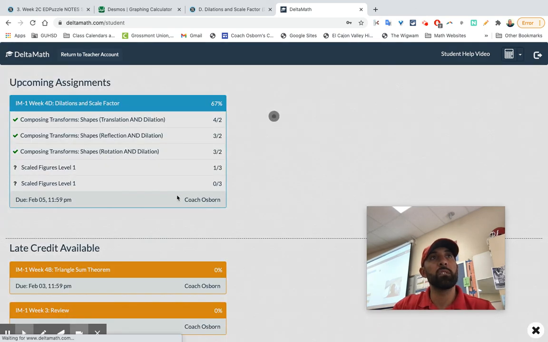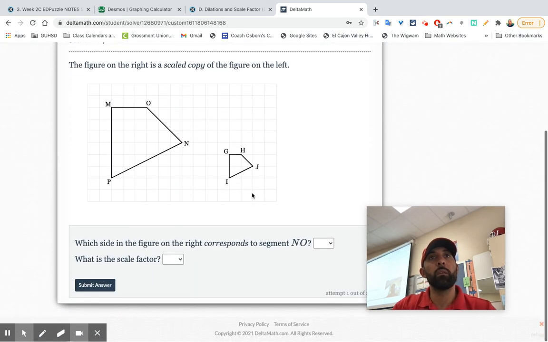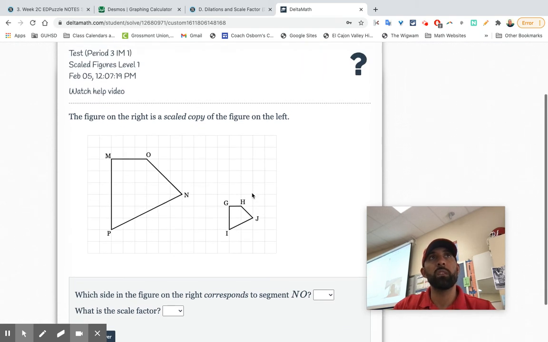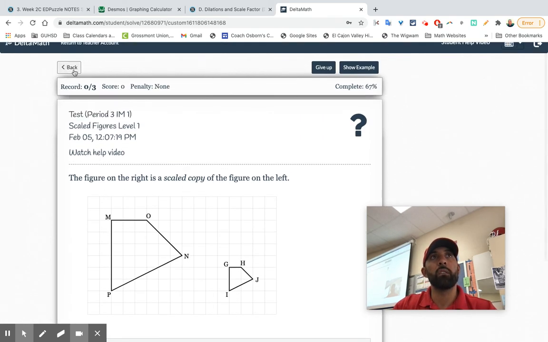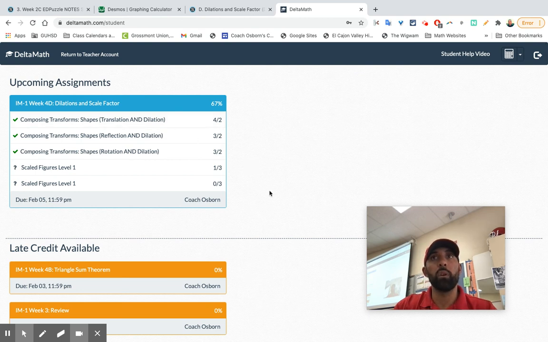All right, let's go to the last section here. It looks like this is pretty much the same thing. So this is just another section of the same problems. Okay, and that's it.